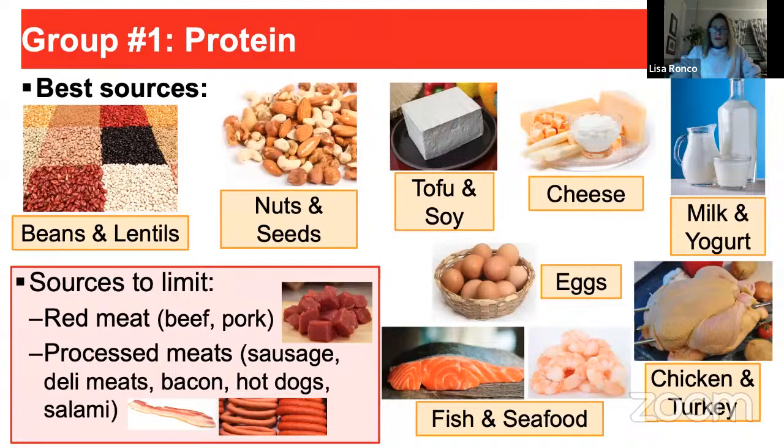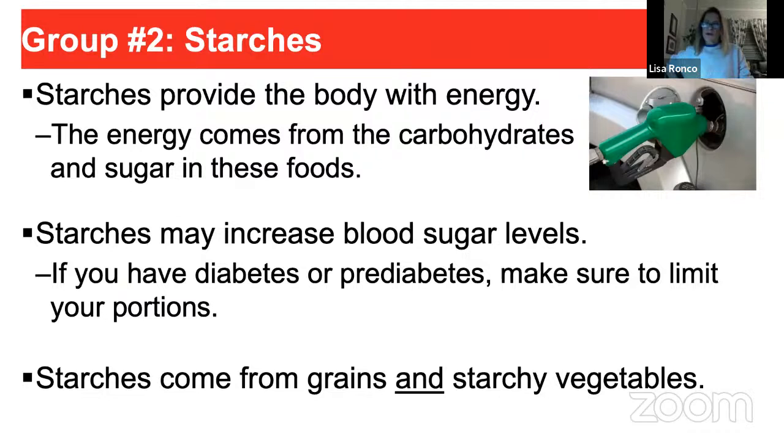Beans and lentils, nuts and seeds, tofu and soy, cheese, eggs, milk and yogurt, chicken and turkey, or poultry, fish and seafood. Sources to limit: red meat, beef and pork, and processed meats. I was reading a study yesterday, and I wouldn't say recommended, but they said eating red meat increases type 2 diabetes risk 24%, and processed foods, I think it said 46%. So that's something to think about next time you go shopping.